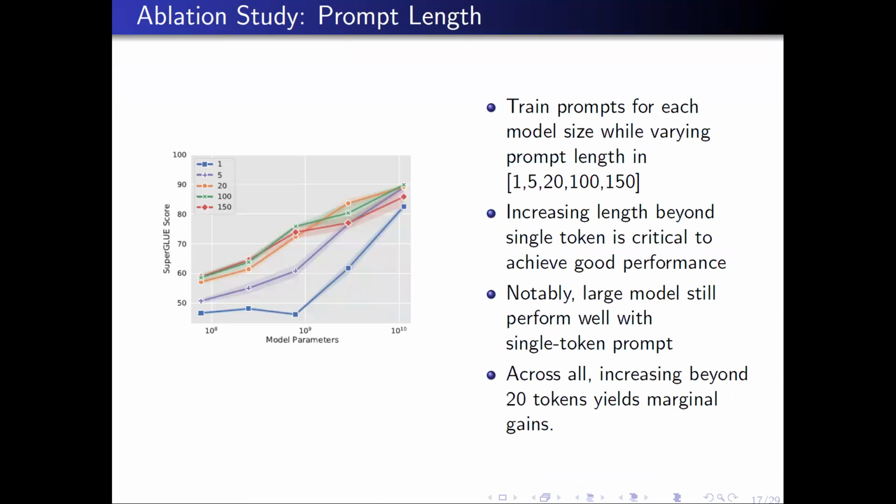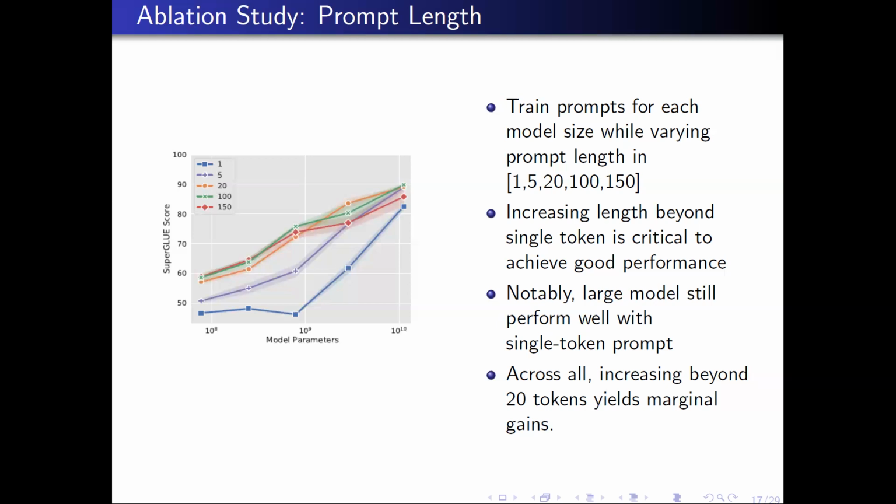The first experiment shows the effect of prompt length. The authors ran prompt tuning for each model size while varying the prompt length: 1 token, 5, 20, 100, and 150 tokens. The blue line in the figure indicates single token prompt tuning. The results show that increasing length beyond a single token is critical to achieve good performance.